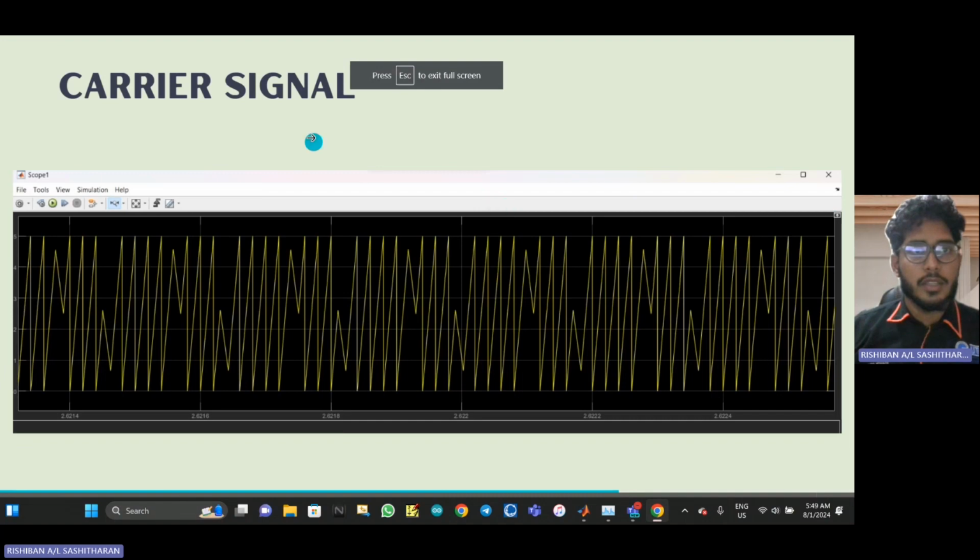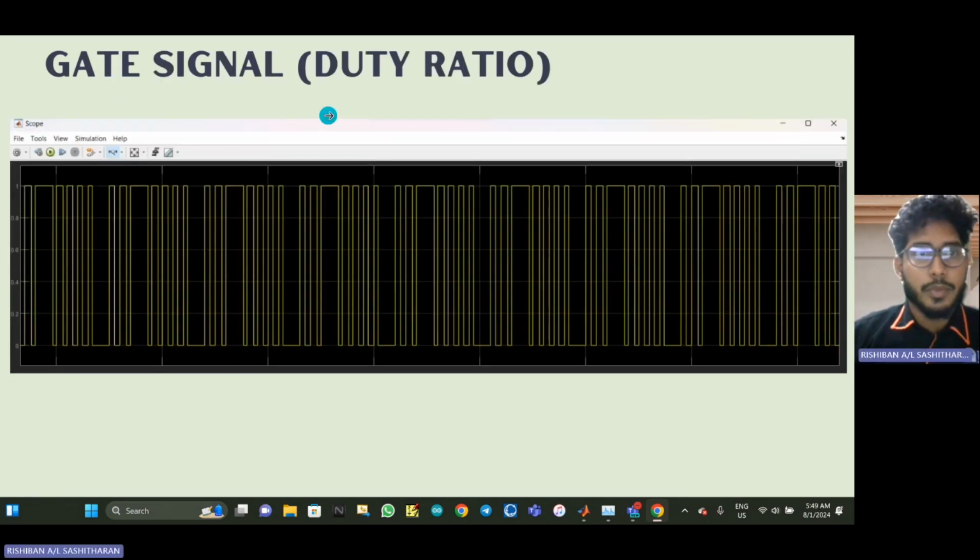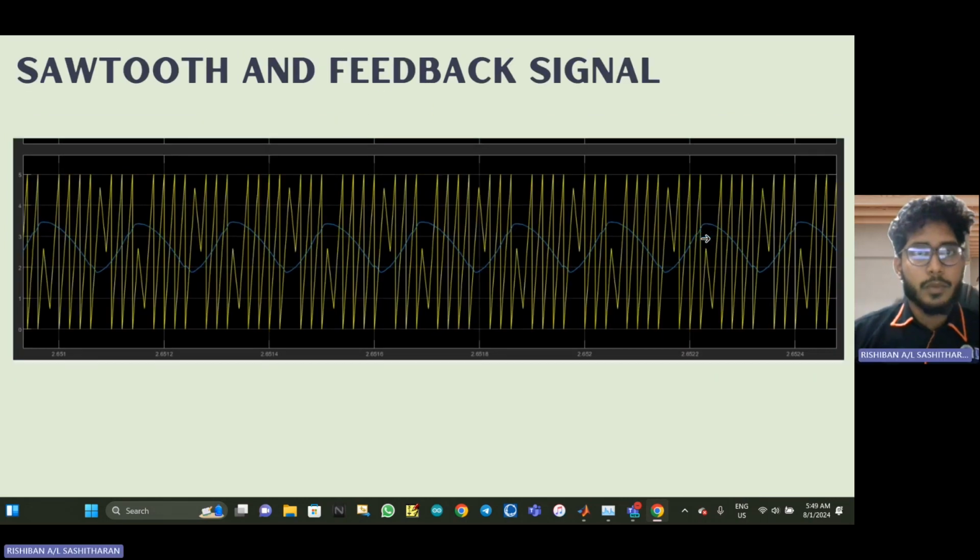So what we have here is the carrier signal. We can see the carrier signal is sort of a distorted waveform, but it's still uniform. Next, we have the gate signal, which is also known as the duty ratio. This is how it looks, as you can see. Next, we have the sawtooth waveform, which is the feedback signal. The term sawtooth is because of the shape of the signal, so we know it as a sawtooth waveform. This is just a derivative of the shape of the signal, but this is the feedback signal.